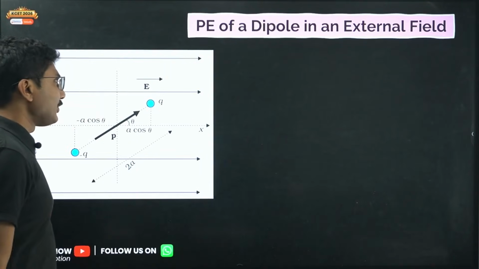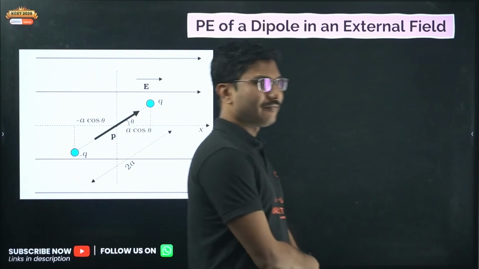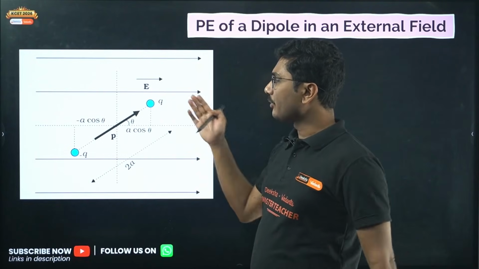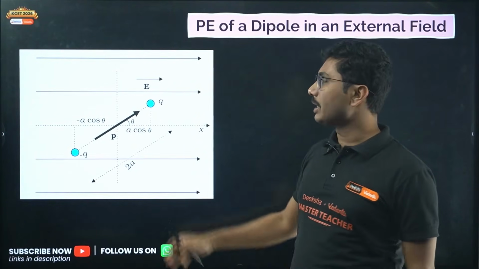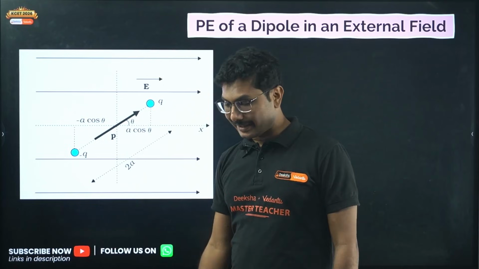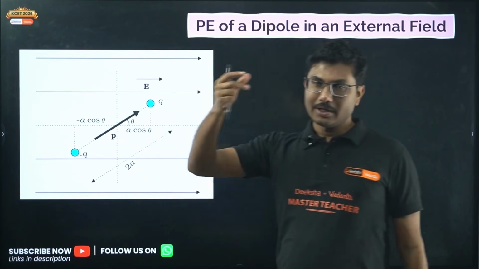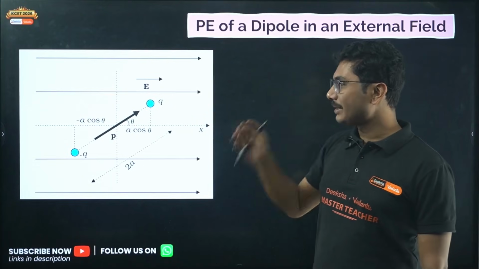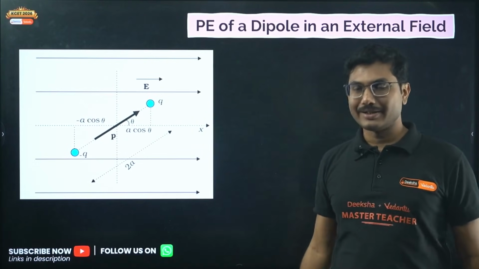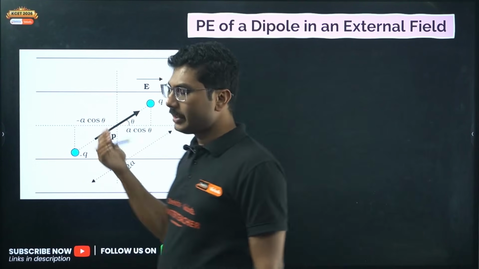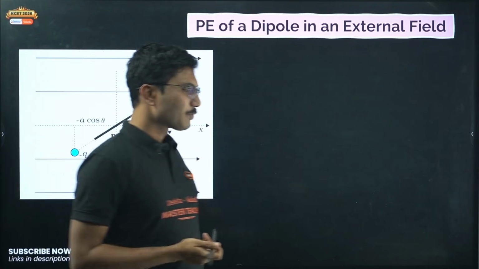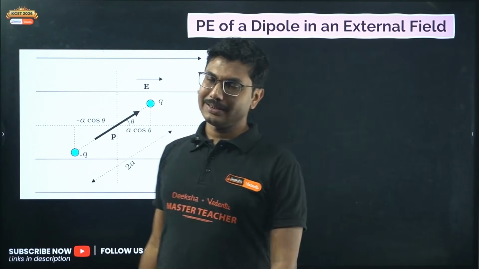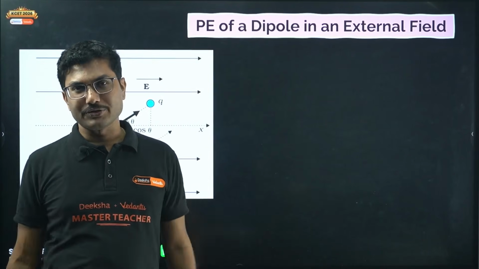Next, potential energy of a dipole in an external field. So we have done a derivation where we have calculated the torque acting on a dipole in an external electric field. First we have done the potential energy due to a dipole. Now we have taken the dipole and brought it into an external electric field, same as the last chapter. So when you bring the dipole in an external electric field, what happens? The dipole also gains some potential energy.